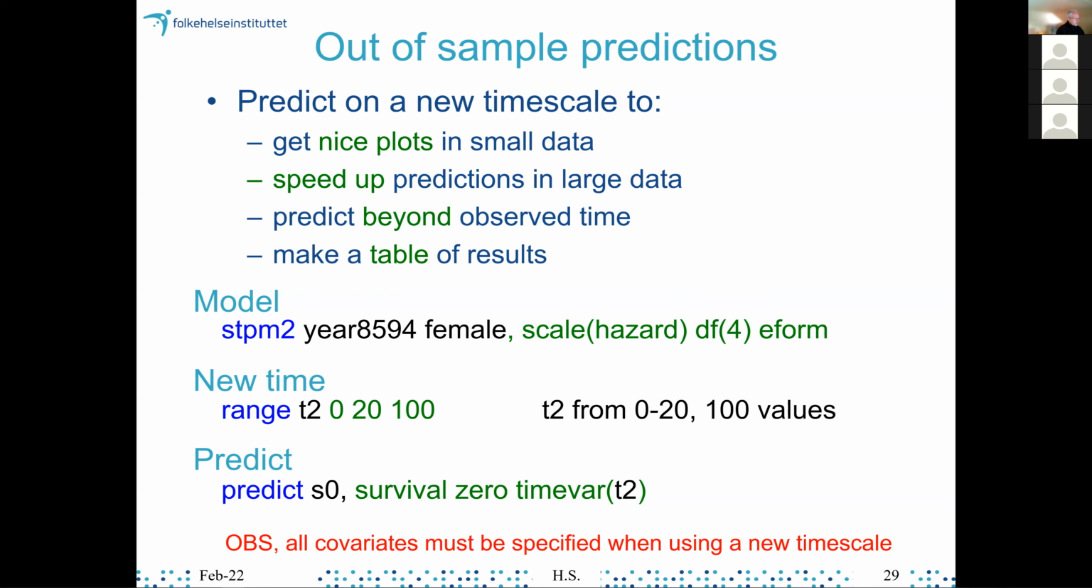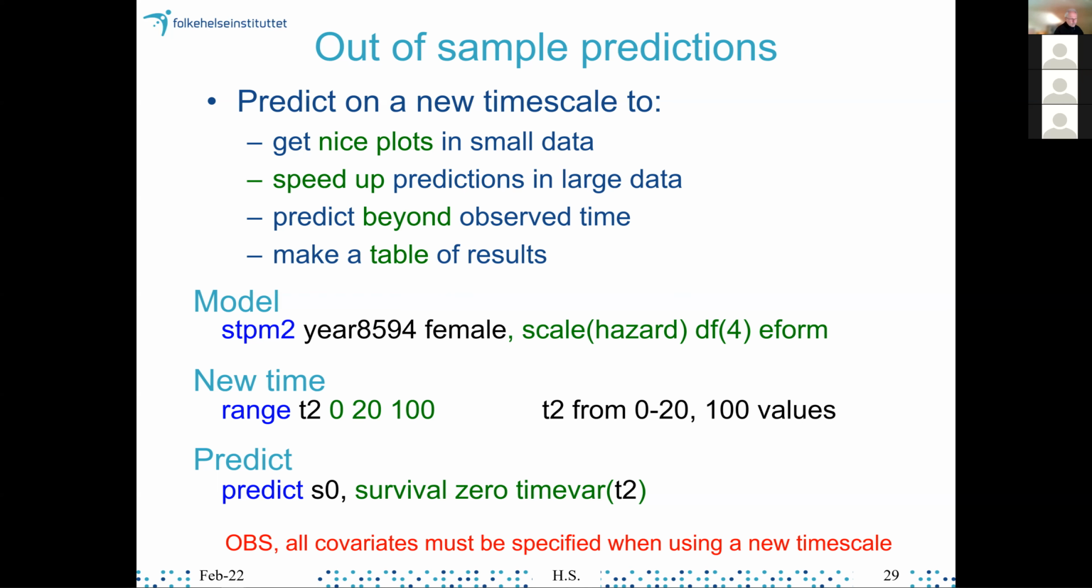The only thing is that all covariates must be specified when you're predicting on a new timescale, otherwise this makes no sense. So that's why I'm predicting for everything set to 0, or you have to specify all covariates to a certain value.